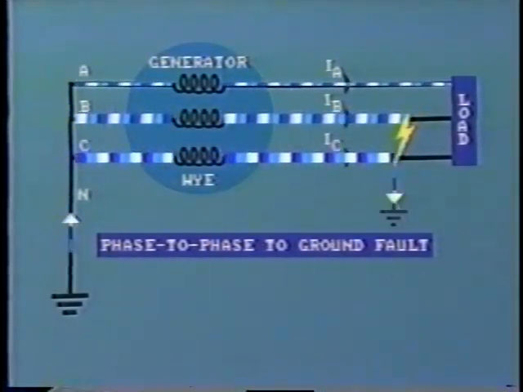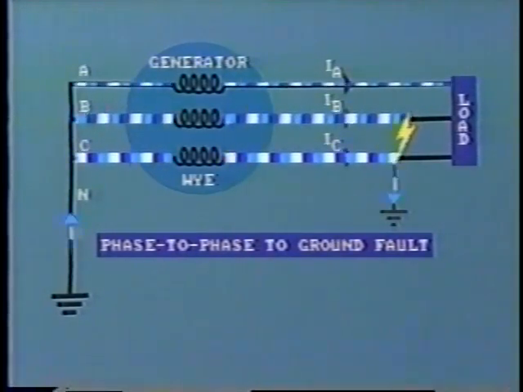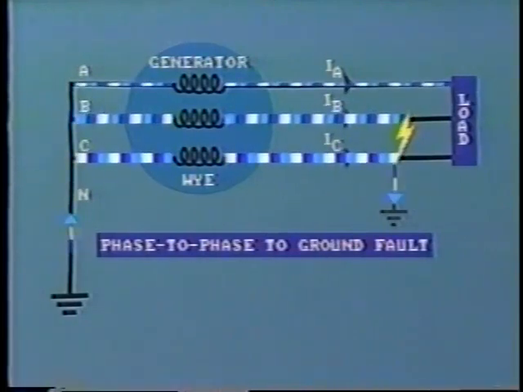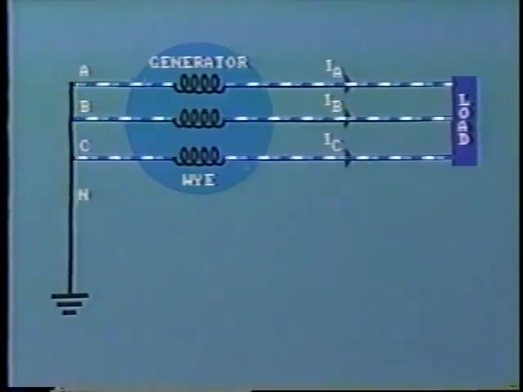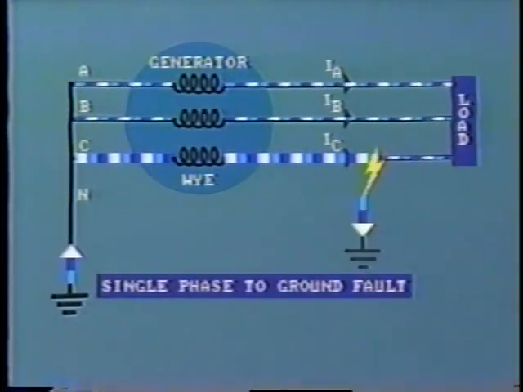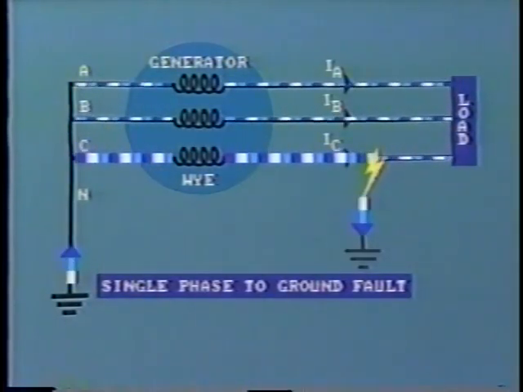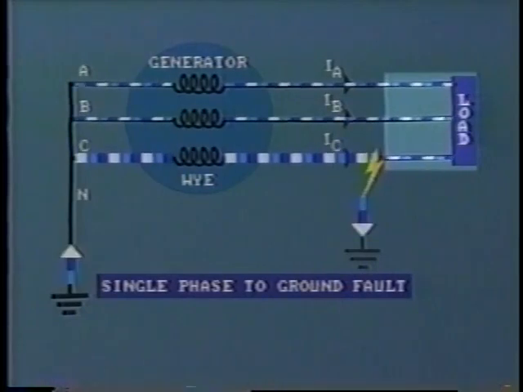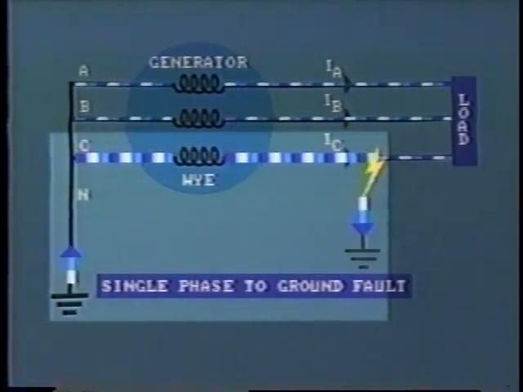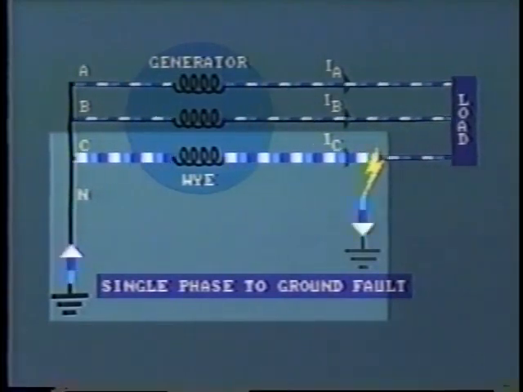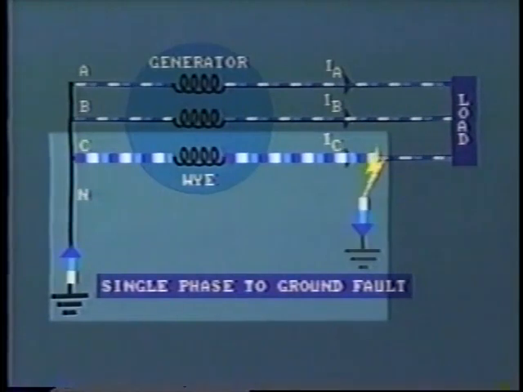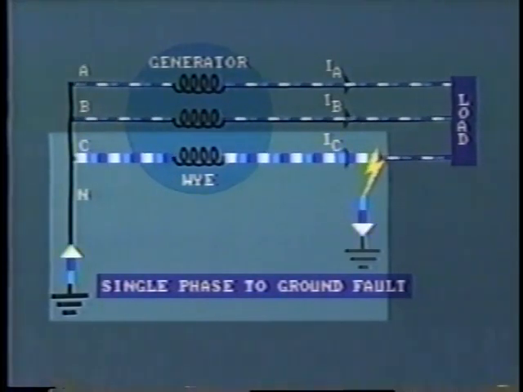Another type of fault is the phase-to-phase to ground. Fault current flows in the shorted phases and also to ground. 95% of faults on the power system are single phase to ground. Here, the load will continue to be supplied by all three phases, but there will be a heavy flow of current to ground from the faulted phase. This will circulate back and return up the solidly grounded neutral to the generator.